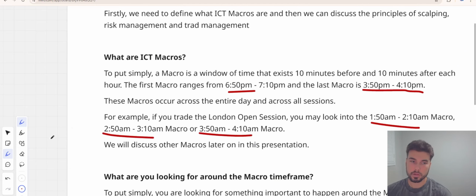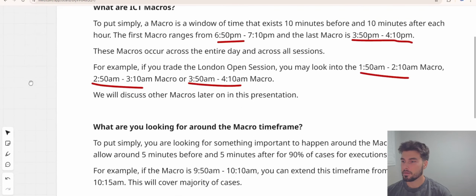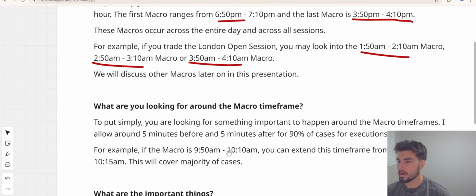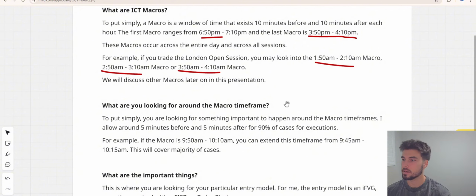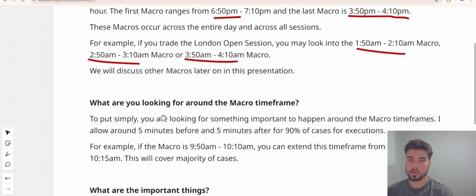And if you trade the New York session, if I just move this down, the 9:50 to 10:10 is a macro, the 10:50 to 11:10, 12:50 to, you could go on forever. There are so many macros across the whole day, but you have to understand this. Principle number 1 is that macros are a time window, and they exist 10 minutes before and 10 minutes after every single hour.